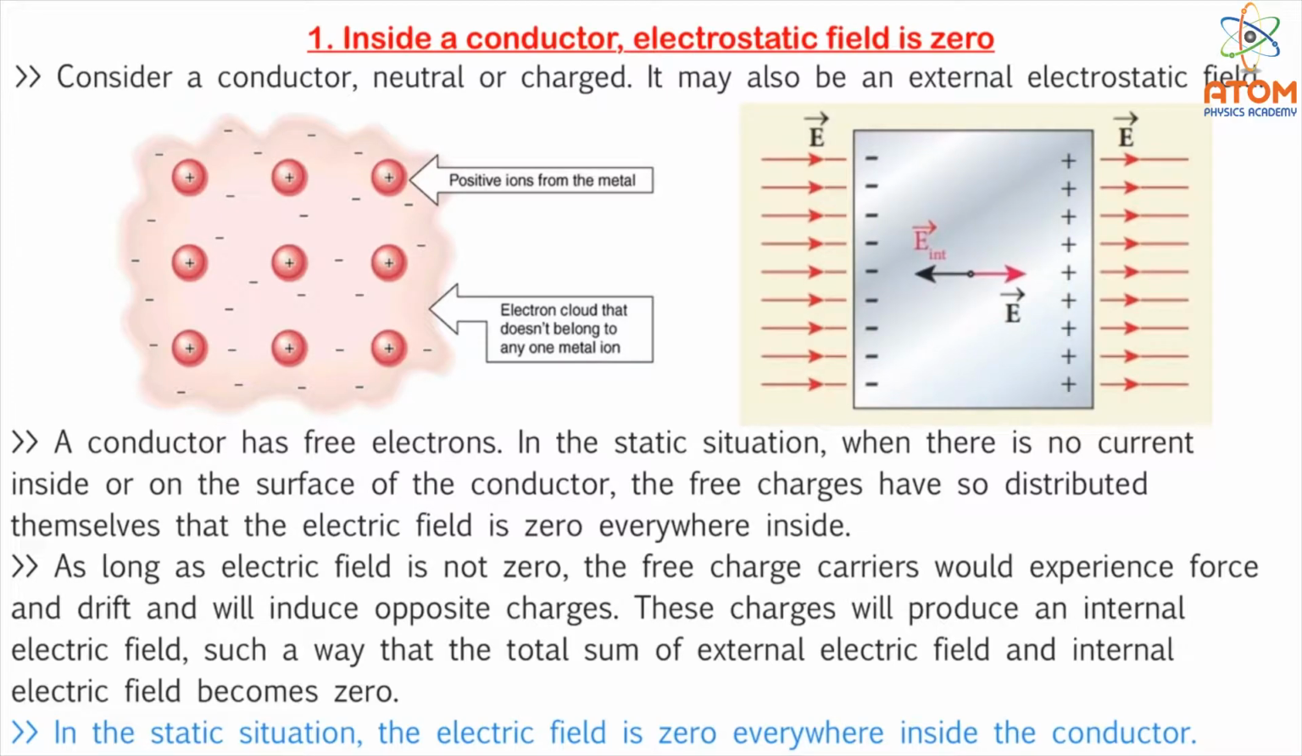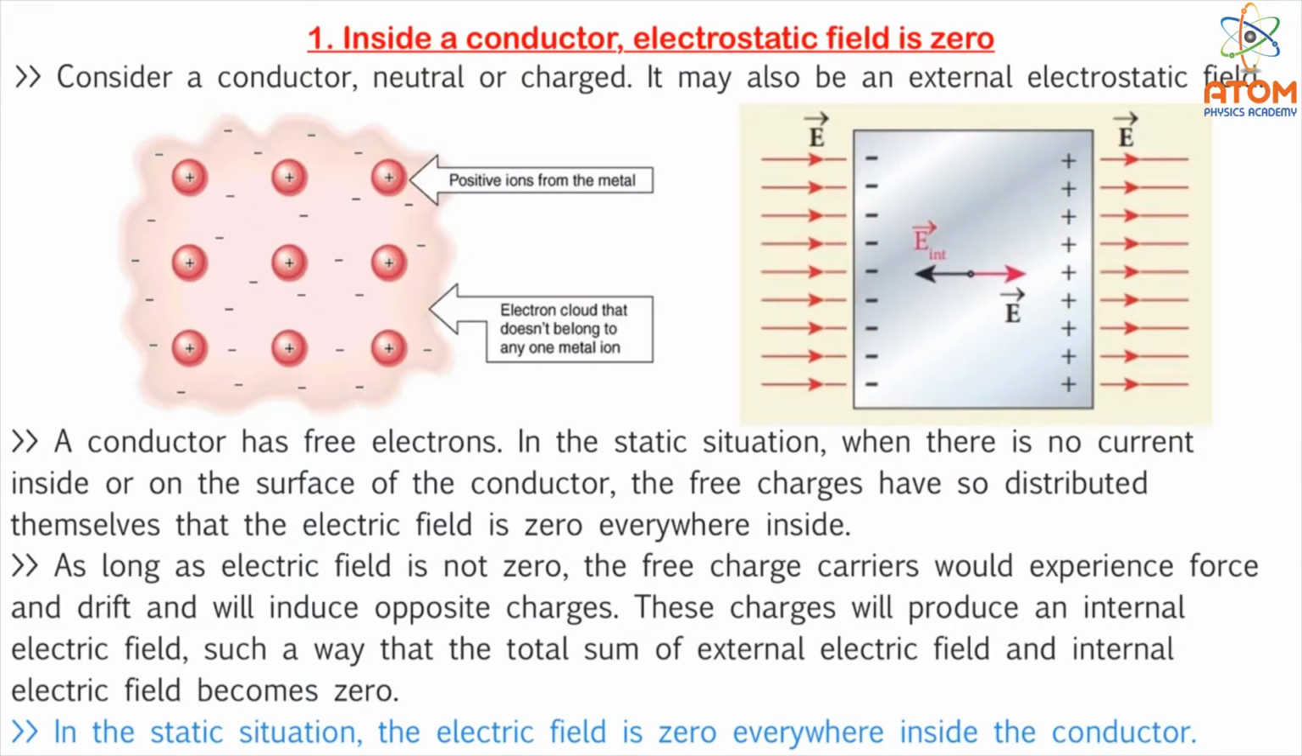Let us see the first fact about the electrostatics of a conductor. Inside a conductor, the electrostatic field is always zero. Let us understand this. First, let us consider a neutral or a charged conductor, and it may also have some external field. Here this is a conductor with no external electric field inside, and this is a conductor inside an external electric field. Now this conductor has free electrons inside. You can see these are the free electrons which are surrounding the positive ions everywhere.